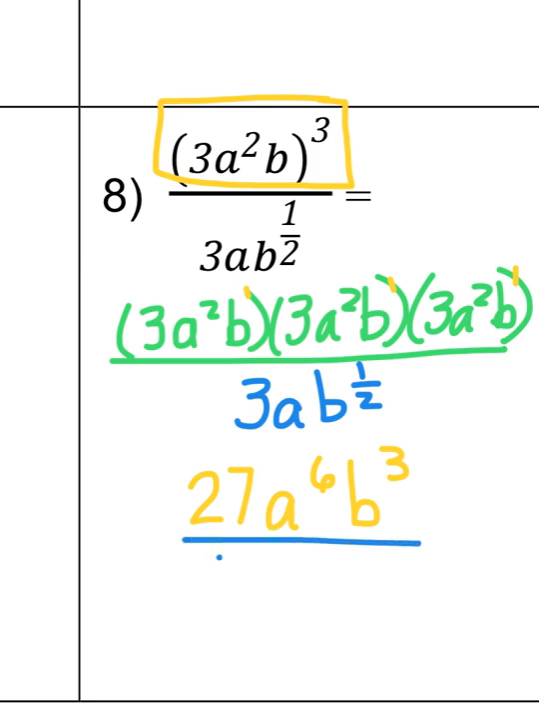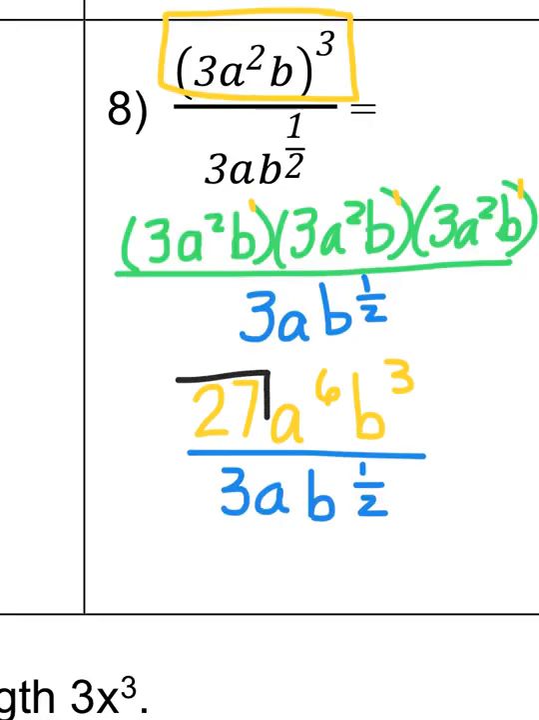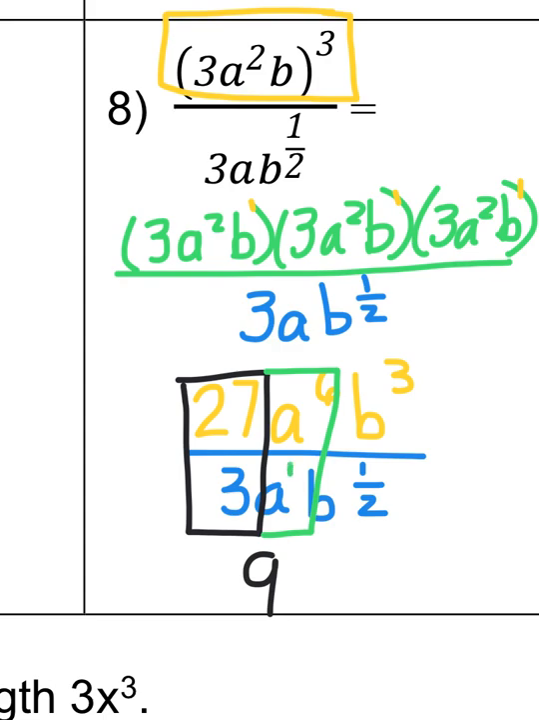Now we're ready to divide. Let's begin with our numbers. 27 divided by 3 is 9. Then a to the sixth divided by a. Remember, this is a to the first power. That would leave us a to the fifth power. And finally, b to the third divided by b to the 1/2 would be b to the 5/2.